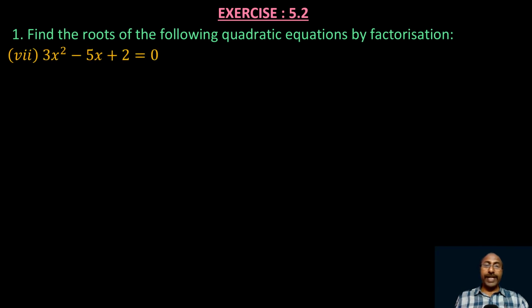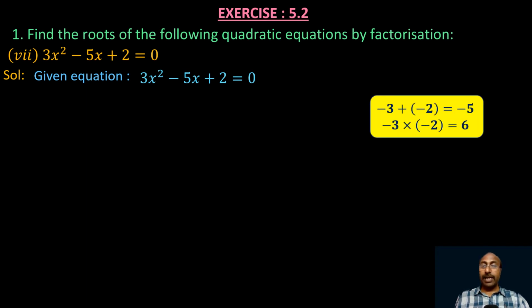3x square minus 5x plus 2 equal to 0. So given equation is 3x square minus 5x plus 2. Here the value of b is minus 5 and the product of 3 and 2, that is a and c, is 6. So we have to select two numbers such that their sum is minus 5 and their product is 3 into 2, 6. And the numbers are minus 3, minus 2, because minus 3 plus minus 2 is minus 5 and minus 3 into minus 2 is 3 into 2, 6.